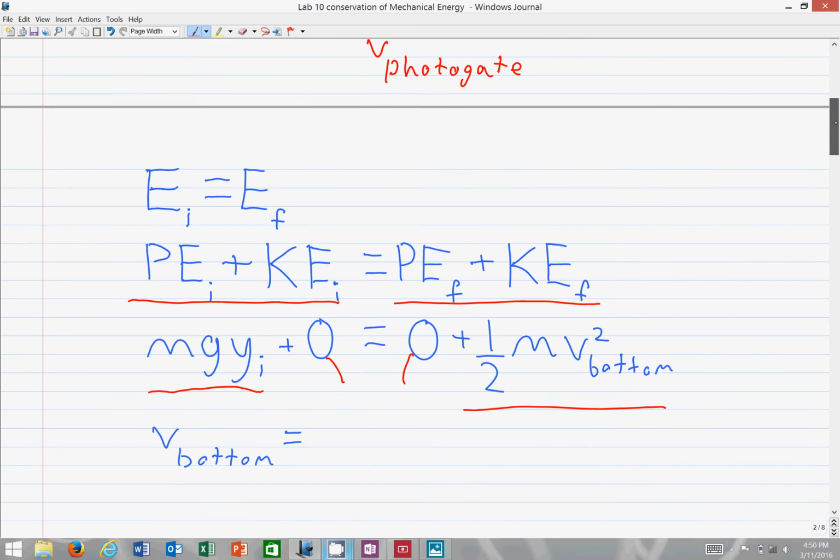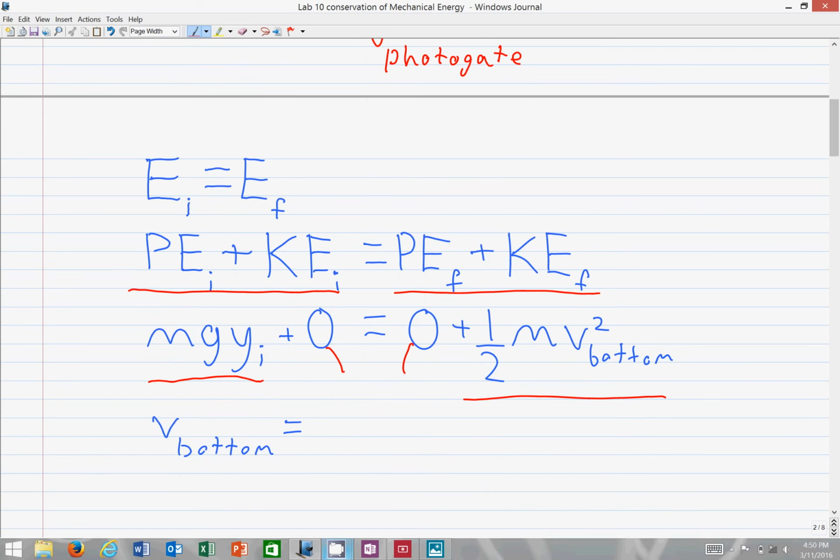and be grateful for that, because we can easily find the final velocity, the velocity at the bottom of the pendulum swing, by simply rearranging the conservation statement to this.